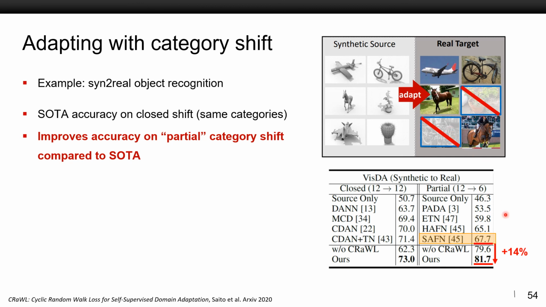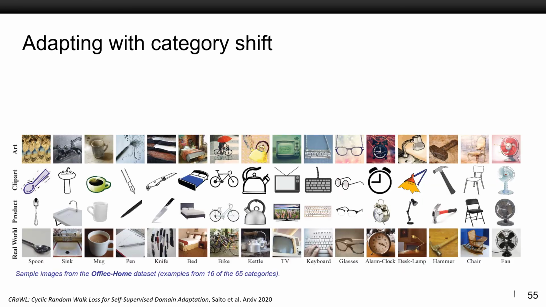And so when we evaluate our method, we see that it achieves state-of-the-art accuracy on the closed setting. That's the setting where the categories are the same, 12 in this case. But in the partial adaptation setting where there's a category shift from 12 to 6 categories, we have a significant improvement of 14% in accuracy.